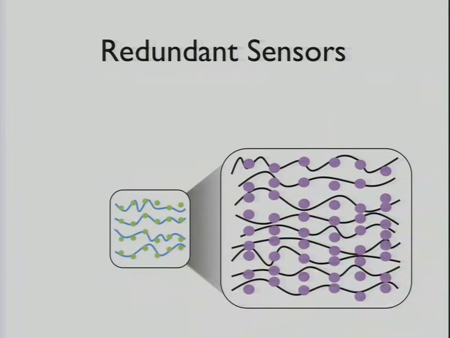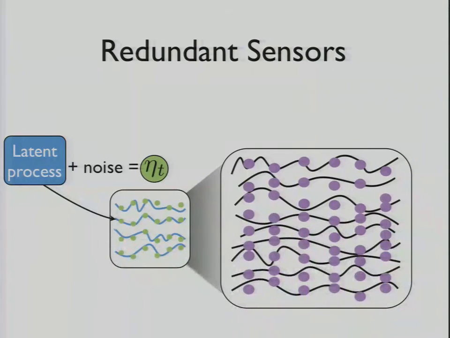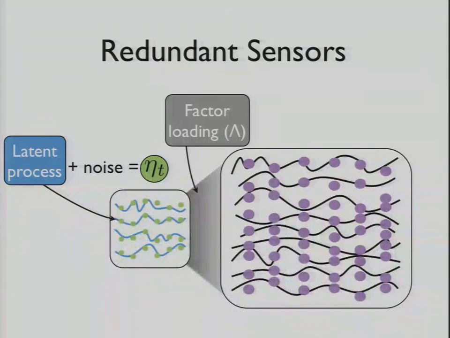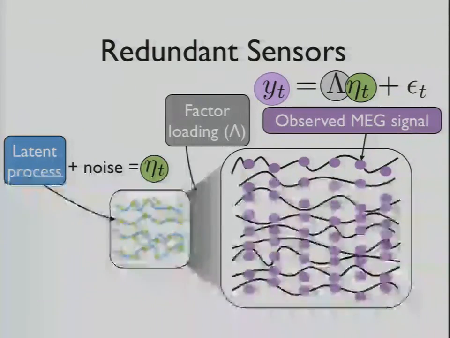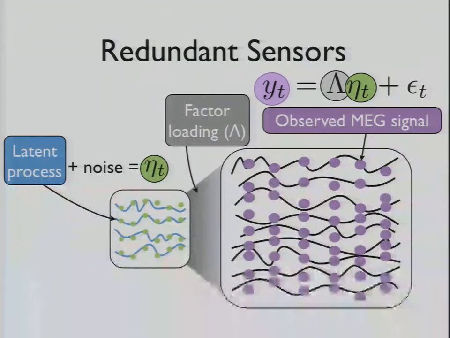So we have our latent processes evolving in a lower dimensional space. We're going to add noise to these lower dimensional Gaussian processes, and then use the factor loading matrix to project them up into the full dimensional space, from which we'll observe our final MEG signal. So the MEG signal y sub t is lambda times eta, which is the latent processes plus noise, plus another additional independent noise factor.